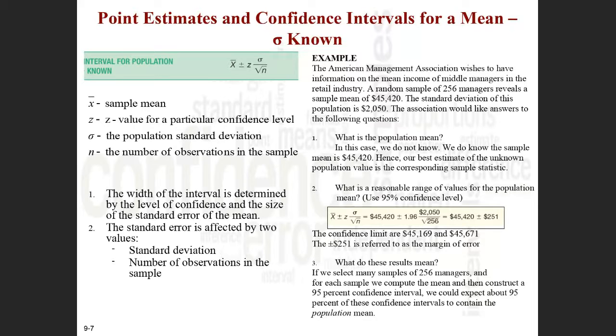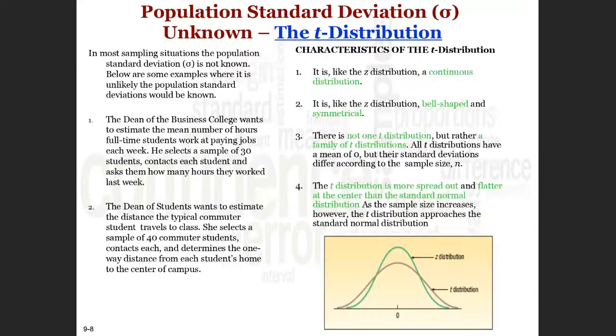Okay, yes, we did this one, point estimates. Go to the next slide. Okay, population standard deviation is unknown, and we're going to look at the t distribution. So it's 2 different distributions, the z and the t. So let's just go over this.